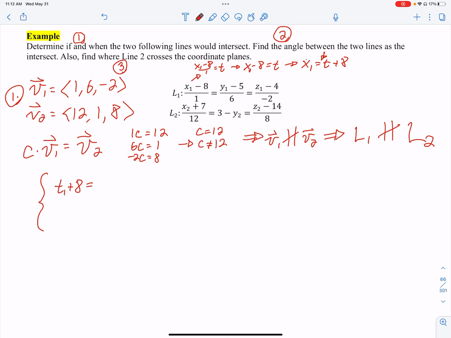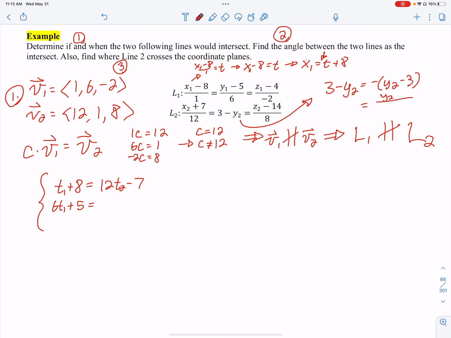Okay, that's going to equal 12t2 minus 7. Now my y's, all right, so y1 tells me 6t1 plus 5 equals t2 plus 3. Actually, this one's a little tricky. Let's look at this one real quick. Notice it's backwards. So 3 minus y2 is the same thing as negative y2 minus 3. But I could just take that and say, okay, y2 minus 3 over negative 1. So it's a negative t2 plus 3.